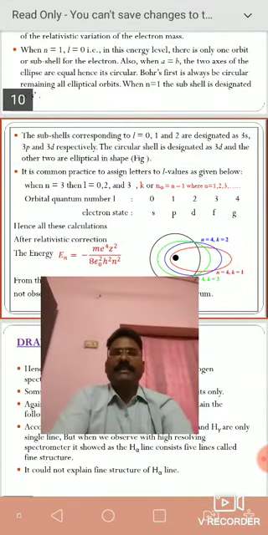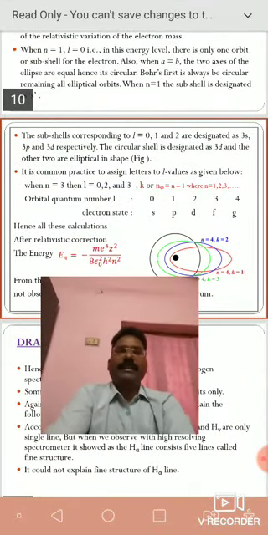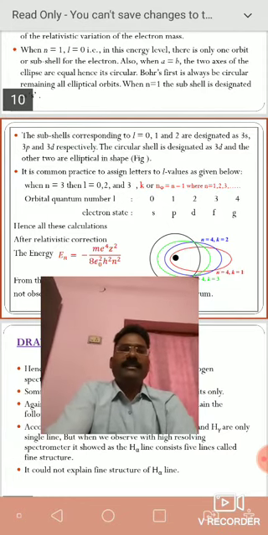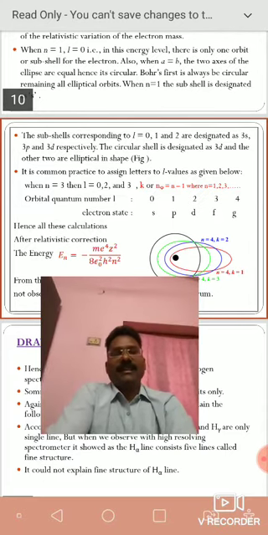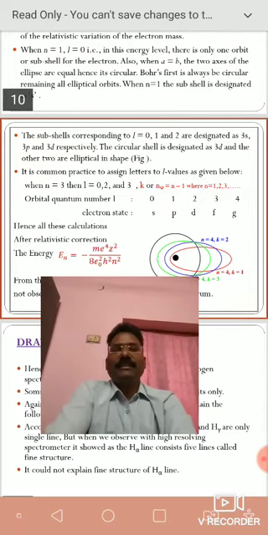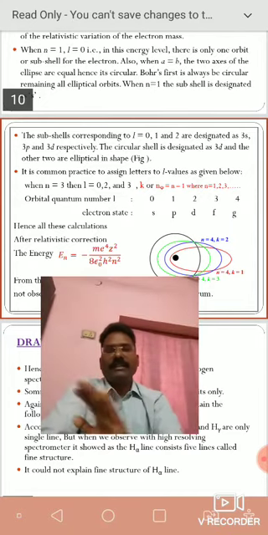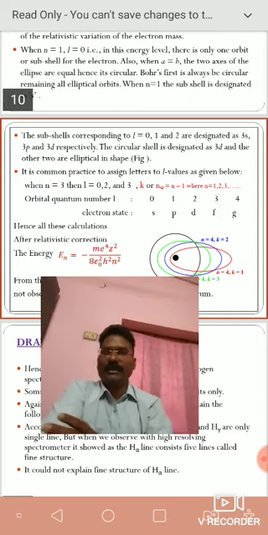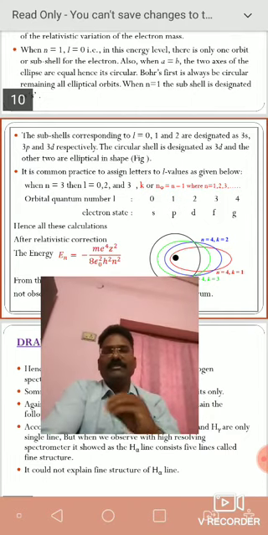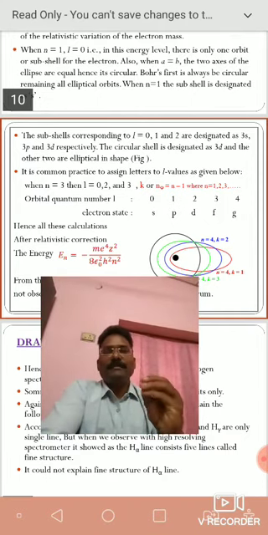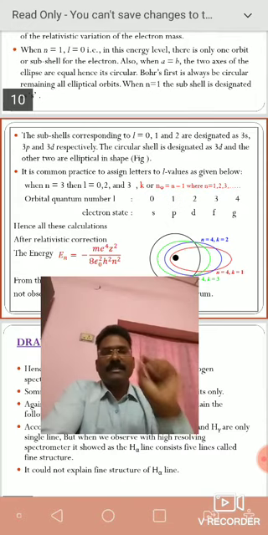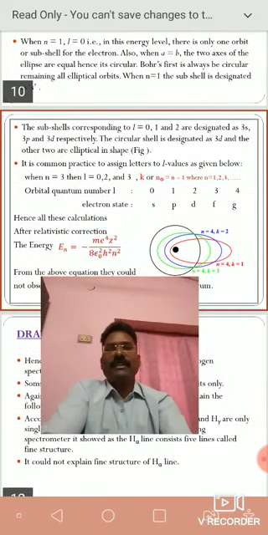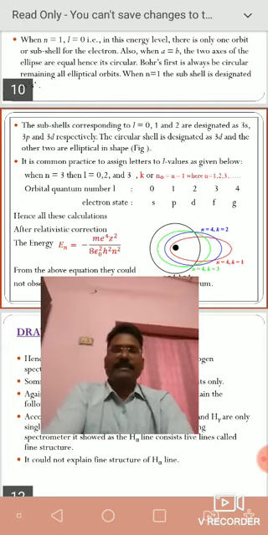The next point, the subcells corresponding to L equal to 0, 1 and 2 are designated as 3s, 3p and 3d respectively. Of course, we need not bother about 3s or 1s or 2s or 3p or 2p. Whatever, it is very clear. In 3s, 3p, the 3 is the multiplicity. Further classes we have to discuss about the multiplicity.